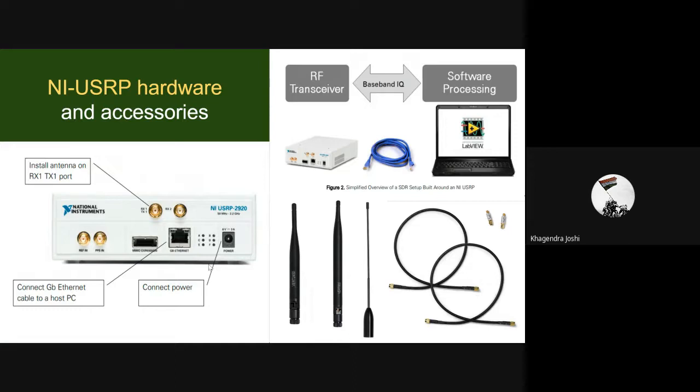See, whenever we are creating any sort of communication setup, we need to first decide what frequency we are targeting, right? And accordingly, we have to select the devices, right? So this particular 2920 model supports from 50 megahertz to 2.2 gigahertz. So if our application is outside this, definitely we can't use this. We have to go for a different device or a different USRP.